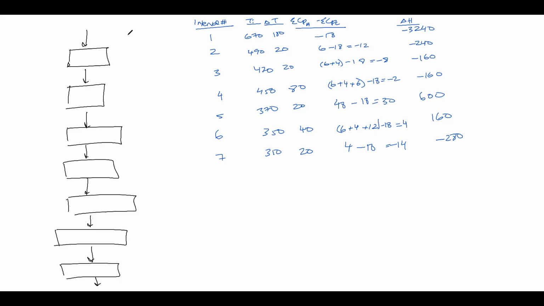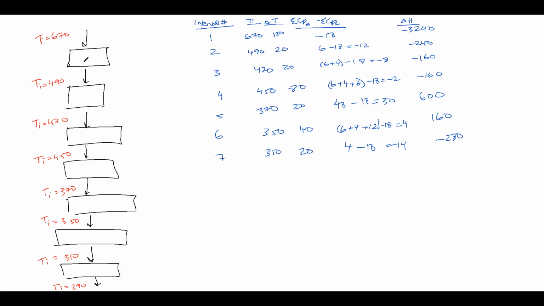And let's add the initial temperatures onto these guys. So I have Ti, the initial temperature of each interval. Again, I'm just translating this table onto the diagram. Ti equals 670, Ti equals 490, Ti equals 470, Ti equals 450, Ti equals 370, Ti equals 350, Ti equals 310, and then the final Ti here is equal to 290, which is 310 minus 20.